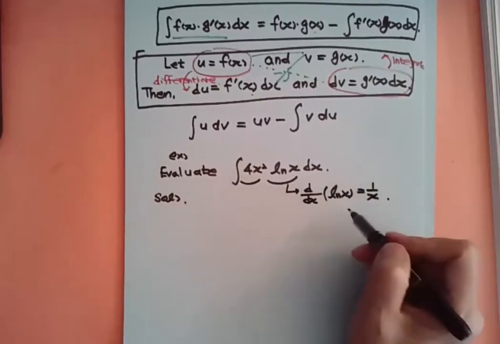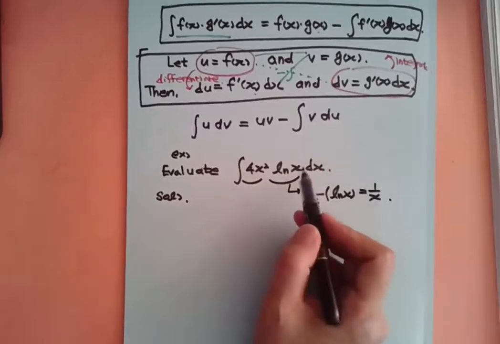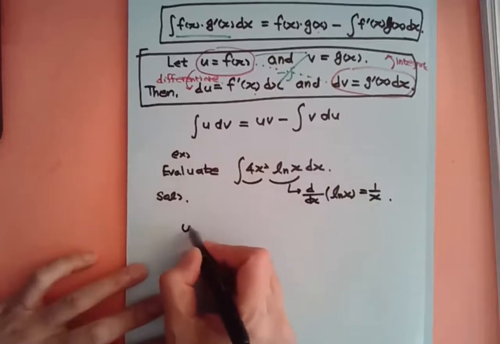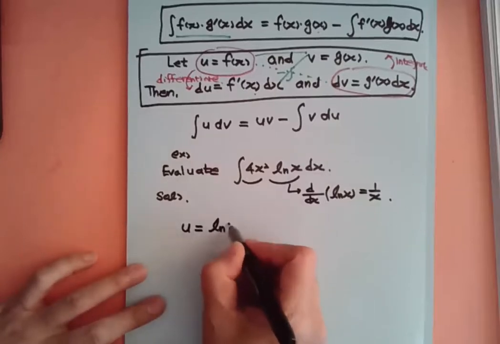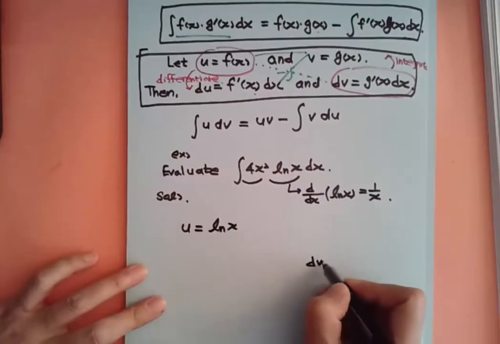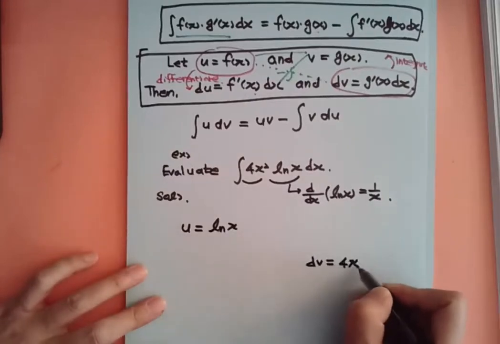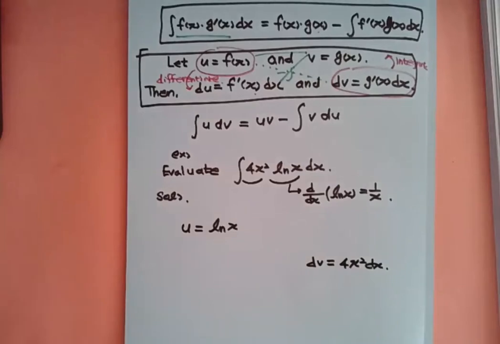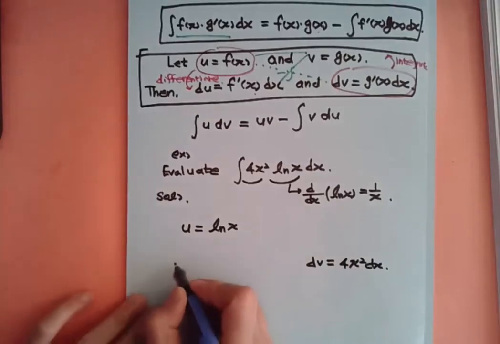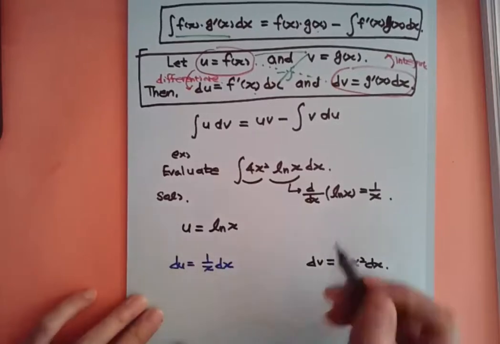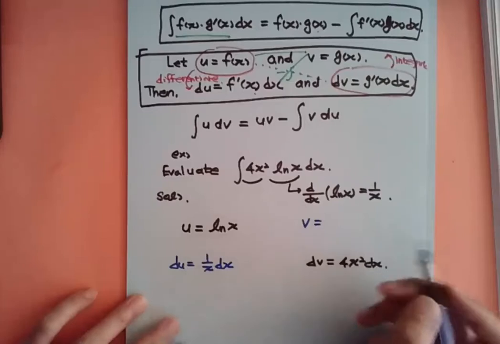We can differentiate it easily, but integration is harder. So what you can attempt to do is put u as natural log of x in this case, and the dv will automatically become 4x squared dx. And then we have to calculate du and v. du equals 1 over x dx. And v equals what?